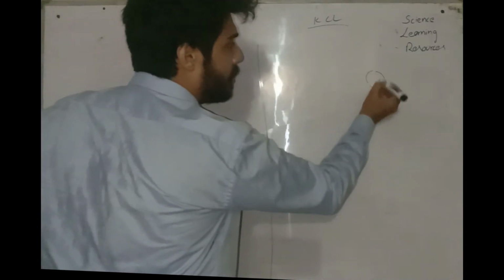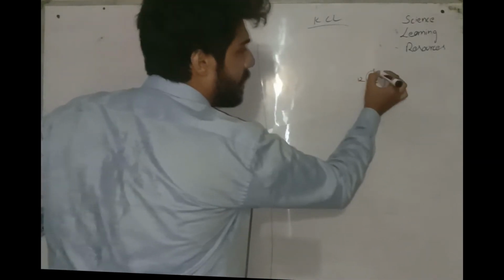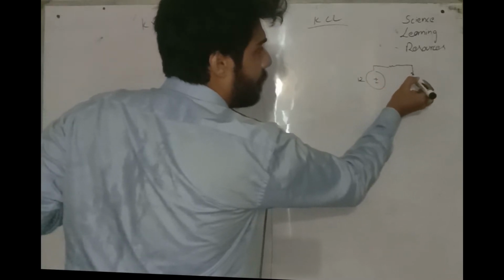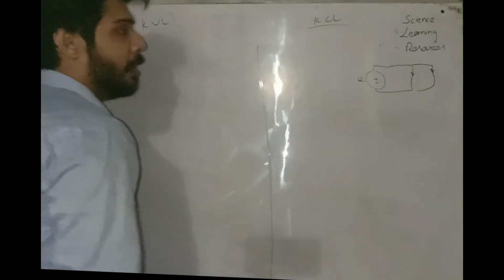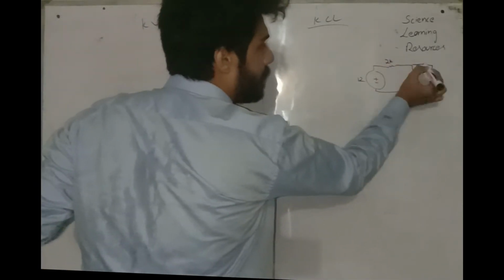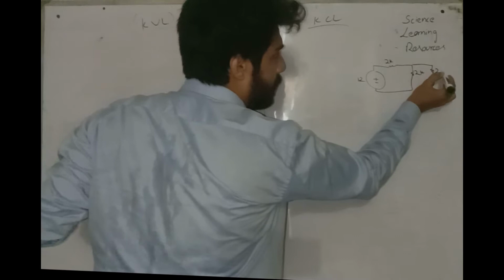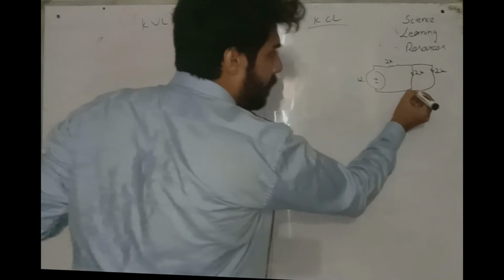I'm going to draw a circuit here. We have 12 volts and we have a branch here, and another branch here. So let me take 2 kilo ohms of resistance here, 2 kilo ohms and 2 kilo ohms.